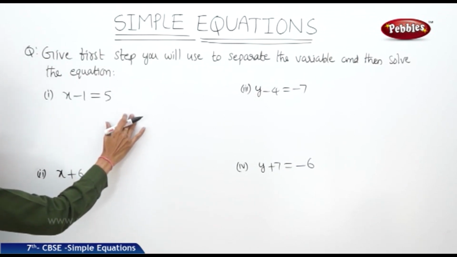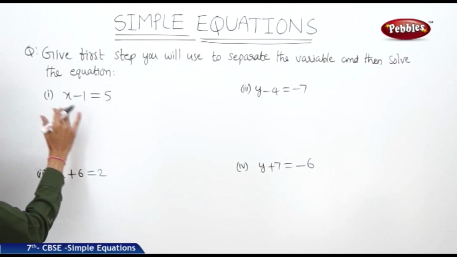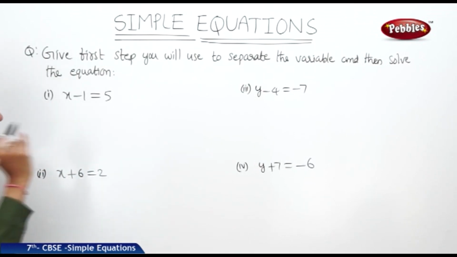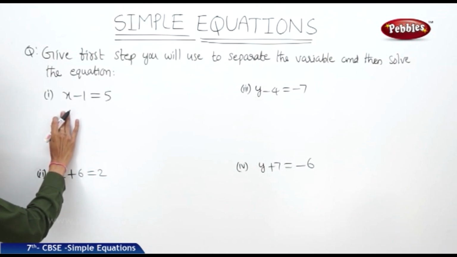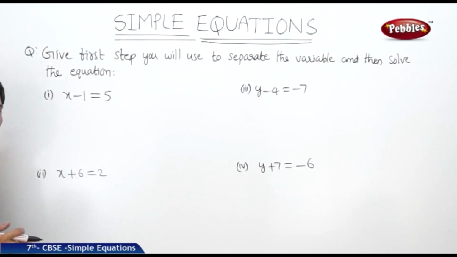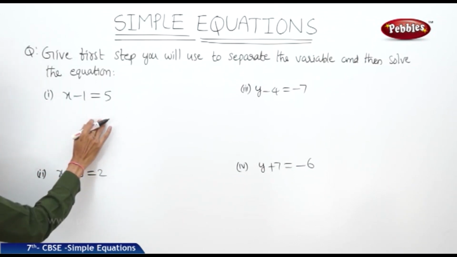So what is the mathematical operation to be applied in the first step to separate x in the given equation? Now what is the first step? To separate x, the minus 1 should be cancelled here. Then how to remove minus 1? By applying plus 1 on both sides, meaning add 1 to both sides.